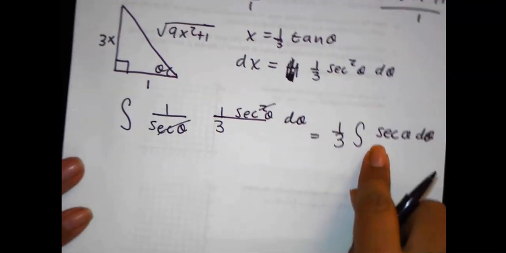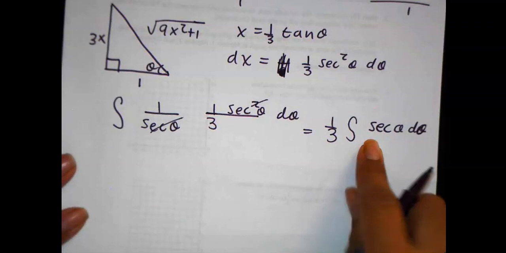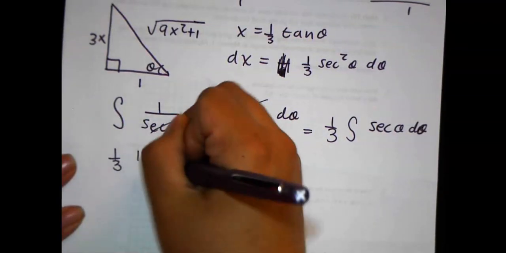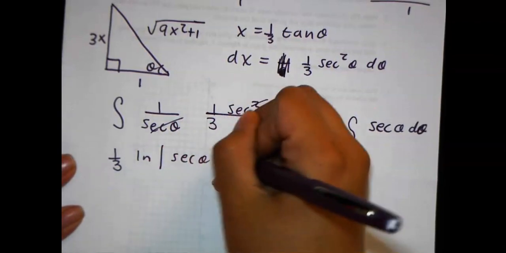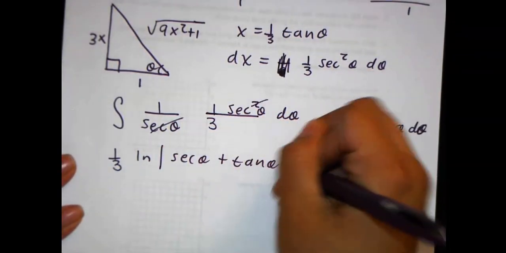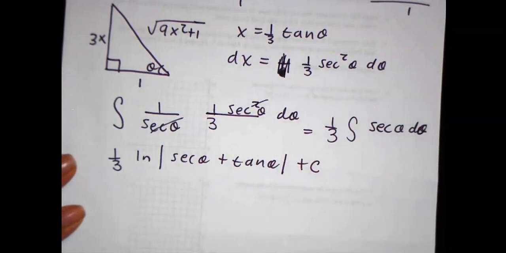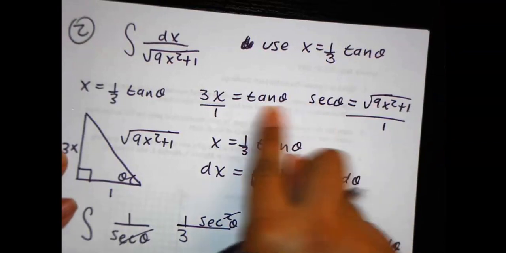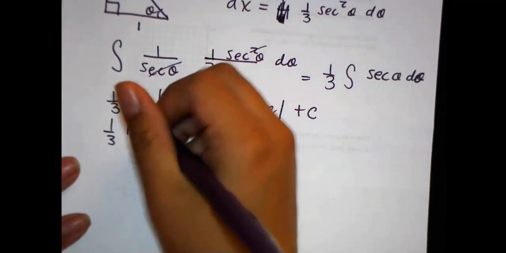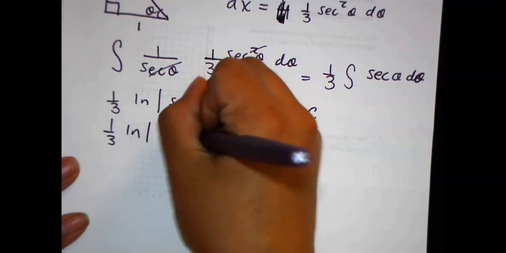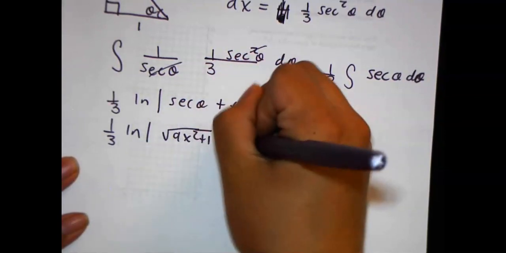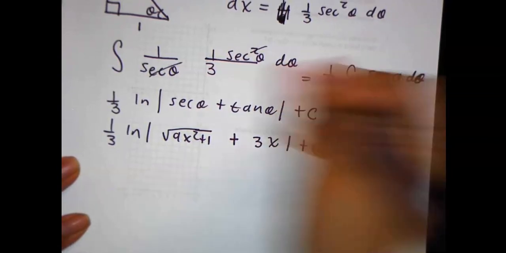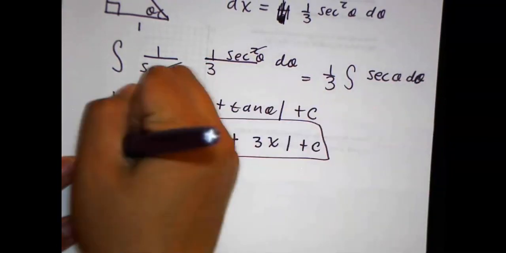The integral of secant is another formula. So it will be 1/3 natural log of secant plus tangent. But remember that we have to rewrite them, which is why we had secant and tangent up here on the top. So secant will be the square root of 9x squared plus 1, plus, instead of tangent, it will be 3x, plus c. And that will be my answer.